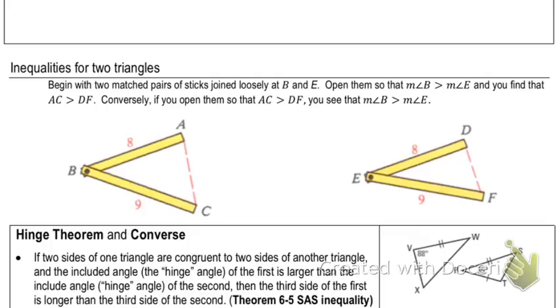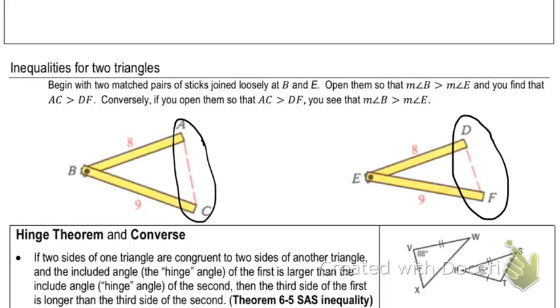So we're going to begin with 2 matched pairs of sticks joined loosely at B and E. Open them so angle B is bigger than angle E, and you will find that since angle B is bigger than angle E, the distance from A to C is going to be longer than the distance from D to F. It is just kind of a fact that if the 2 sides are the same size, opening it further, a bigger angle is going to create a bigger side.